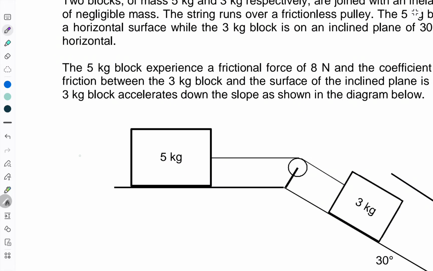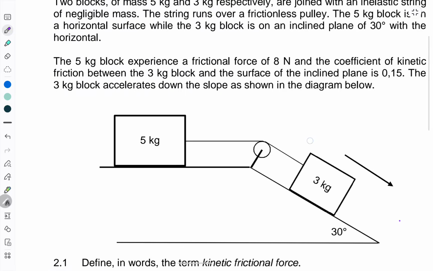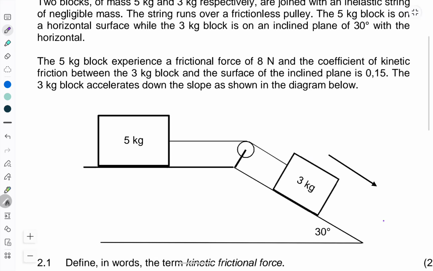We know that there's a frictional force. See this direction here, it's telling us that these blocks are going this way. So if this block is going that way, it means that one has to be going also that way. Okay, that's the direction of motion of this system. The whole system is basically going to the right.